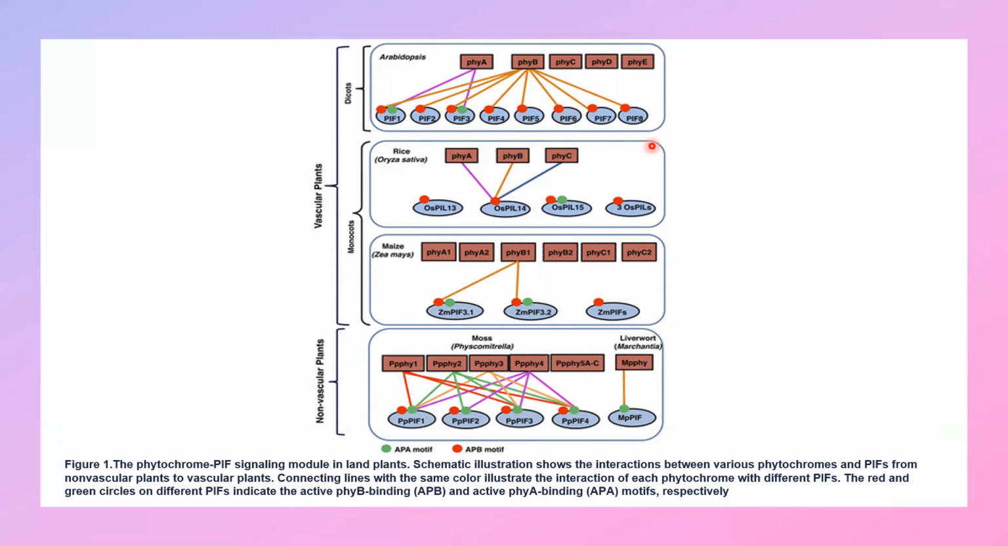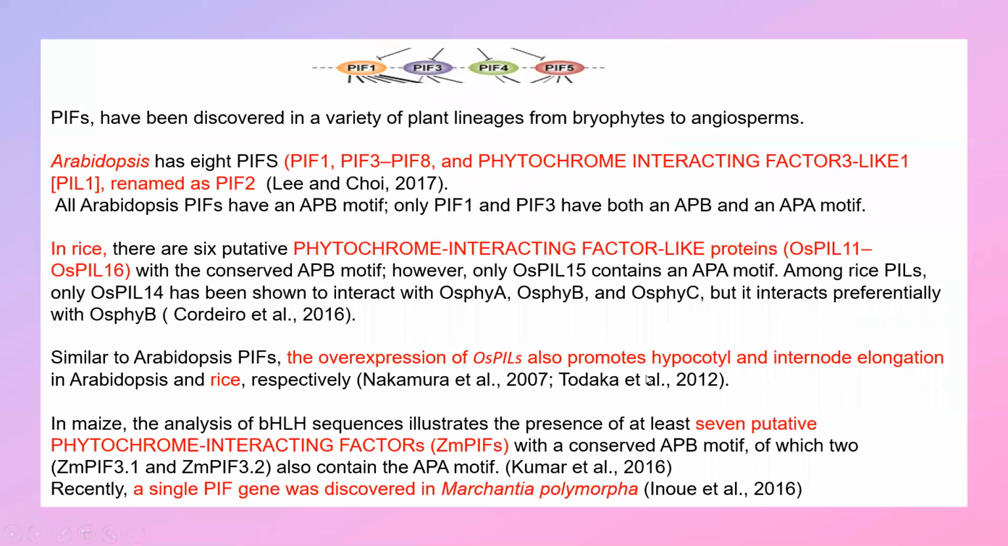In the same way, we have rice. In case of rice, phytochrome A interacts with PIL, phytochrome C interacts with PIL, and phytochrome B interacts with PIL. In case of non-vascular plants, for example, moss and liverworts, we have various phytochrome interacting factors. For example, in case of liverwort, we have one phytochrome interacting factor which interacts with MP5.